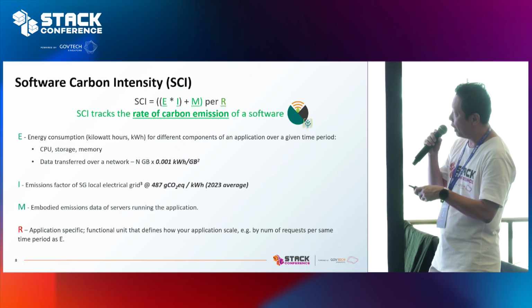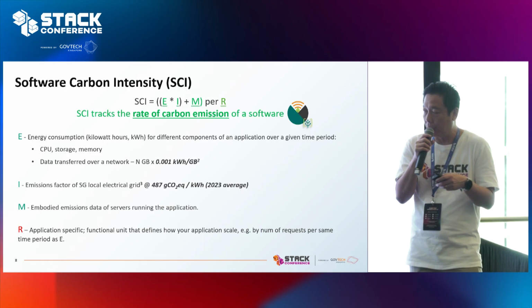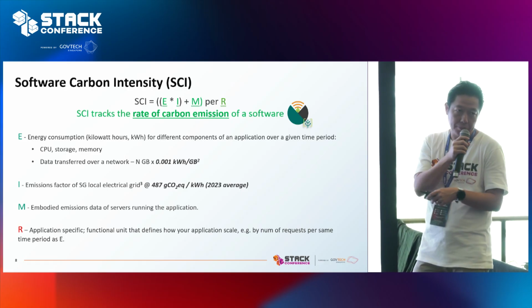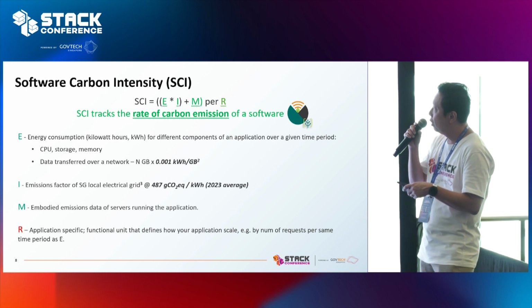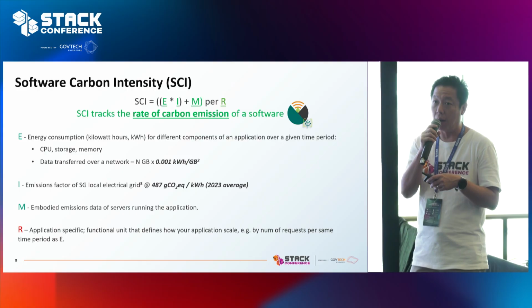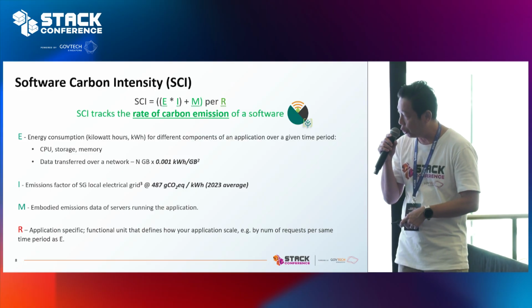And you have to add in your embodied carbon, which cannot be changed because you already bought the hardware. This total will become your total carbon footprint for your resource. And the last thing you need to do to calculate SCI is to know what is your R, right? What does R mean here? R is a functional unit, right?